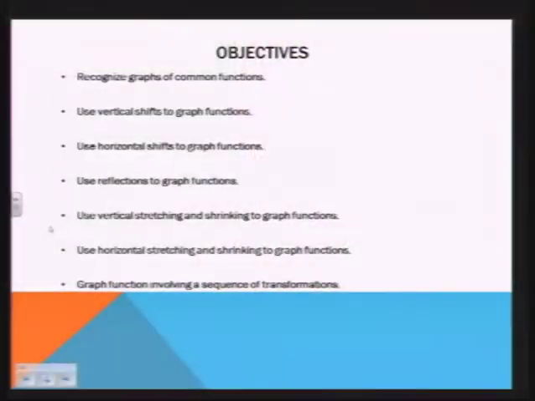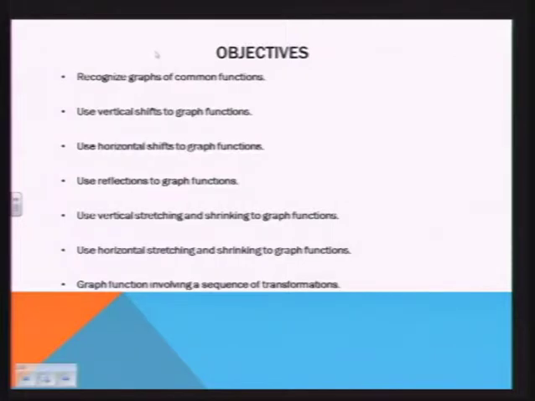Hello everyone. Today we'll be talking about section 1.6, transformation of functions. As you will see, I'm going to go through the objectives with you as we will selectively go through each graph as you will see the transformations. So let's start out with the objectives.